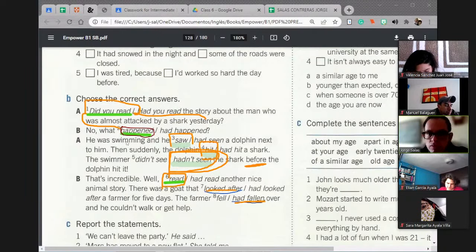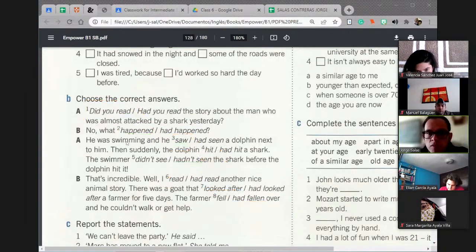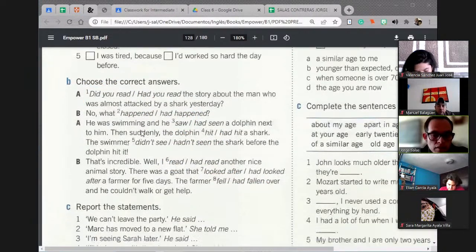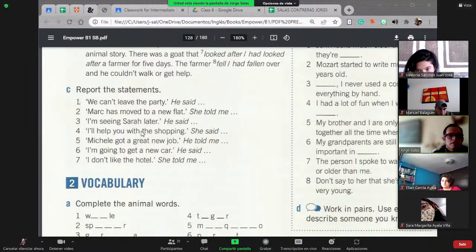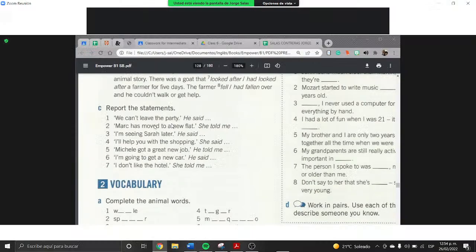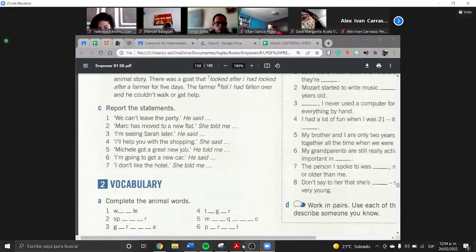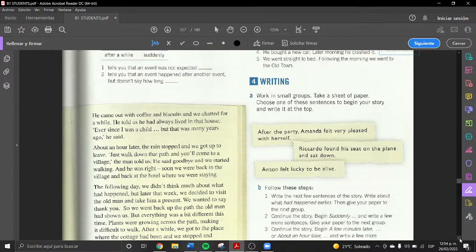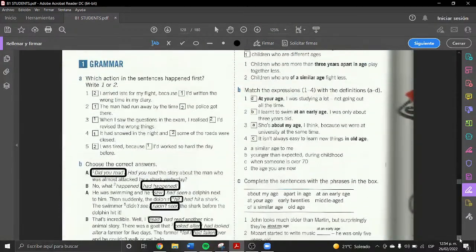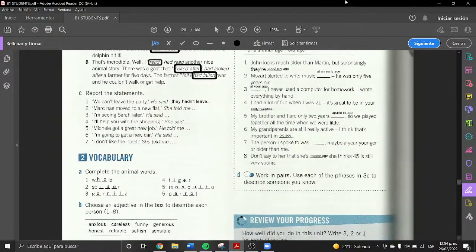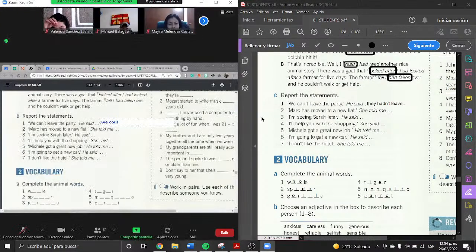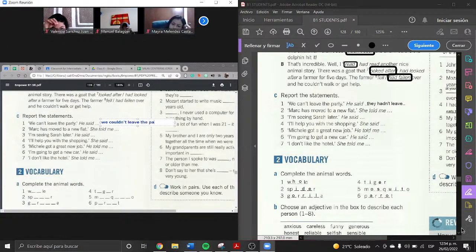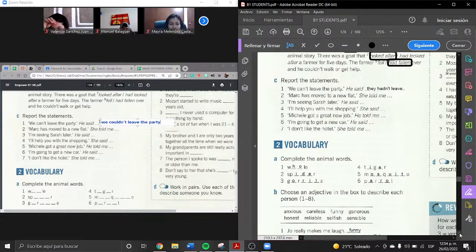Okay, I'm going to clear all of the drawings. Okay, and let's report the statements. He can't lead the party. What do we do if it can't? It is transformed into what? Couldn't. So he said we couldn't leave the party. The rest of it remains the same.